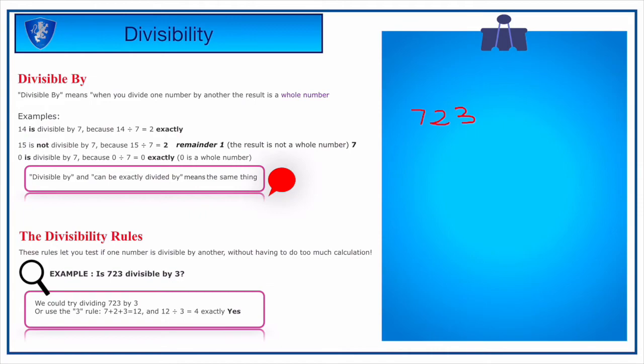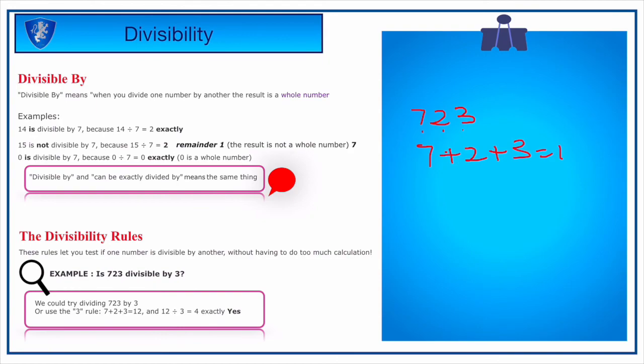And our rule says you add. These are called digits. Now the 3 digits here are 7, 2, and 3. And add the digits. In other words, some people say find the sum of the digits, which is the same thing. Add the digits or find the sum of the digits. And as you know, your 7 plus your 2 plus your 3 gives you 12.